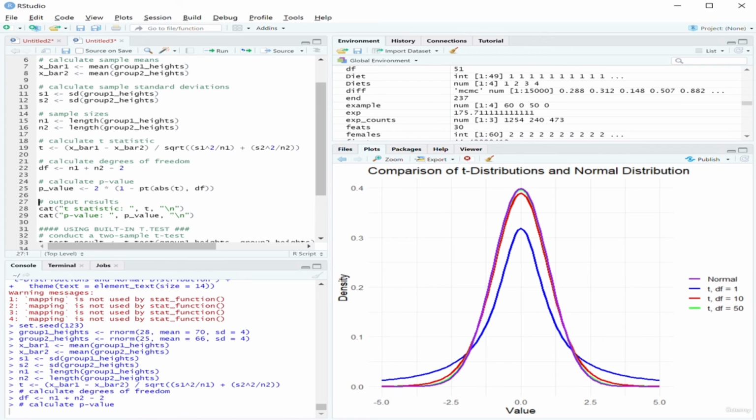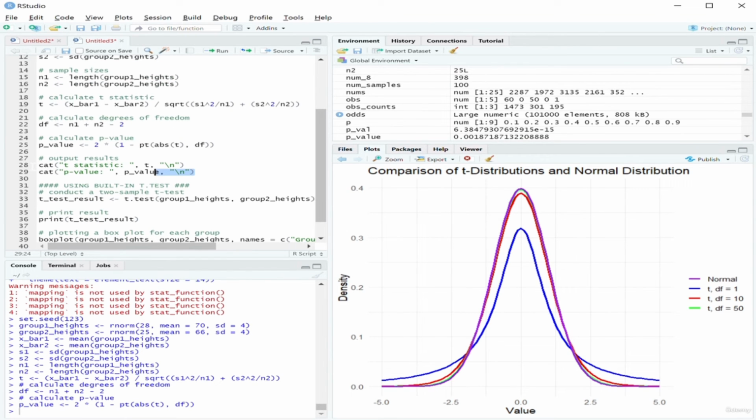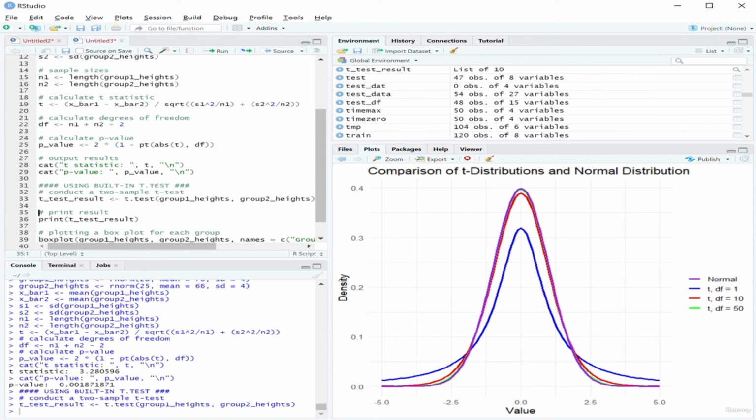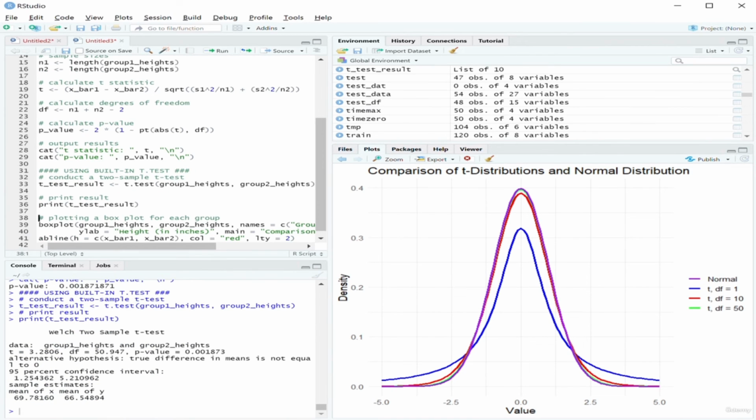This is our p-value because we're doing a two-tailed hypothesis test. We look at our t-statistic and our p-value, and we have a t-statistic of 3.28 and a p-value of 0.0018. And if we use a significance level of 5%, we would reject the null hypothesis at this point. We can also do this in R by just passing the two groups in, and it will go ahead and run a Welch two-sample t-test. It'll take the difference between the two groups, and you can see that we get the same t-statistic and the same p-value, and we rejected the null, that the true difference in means is not equal to 0.